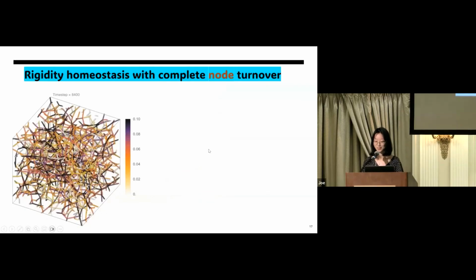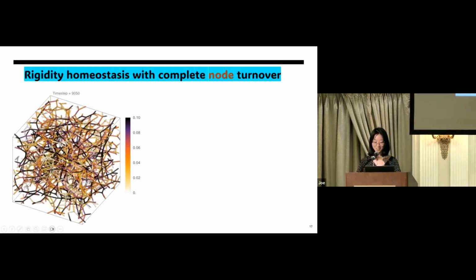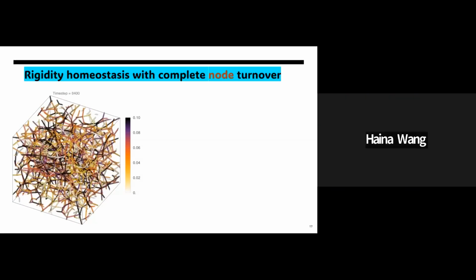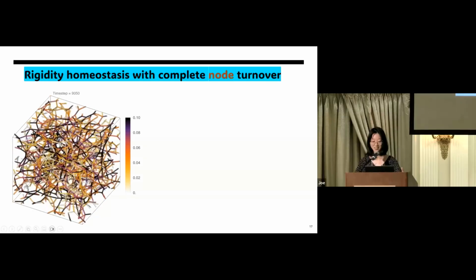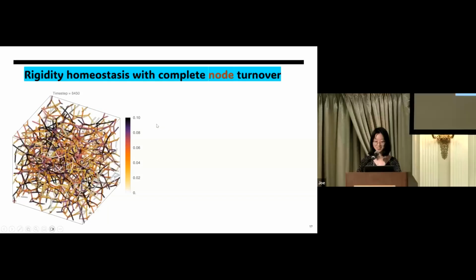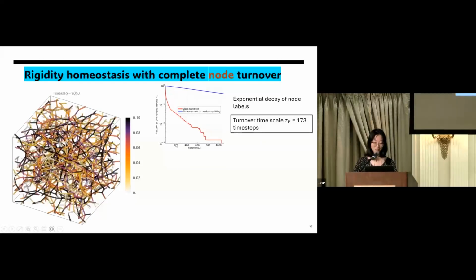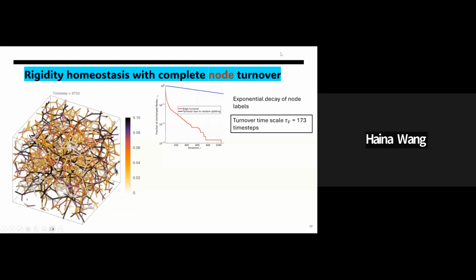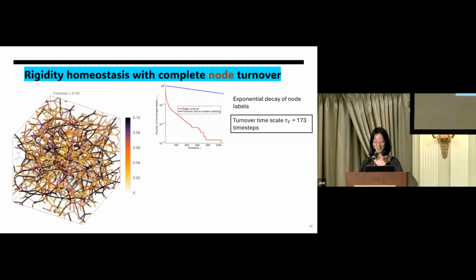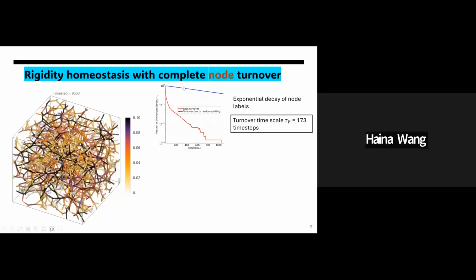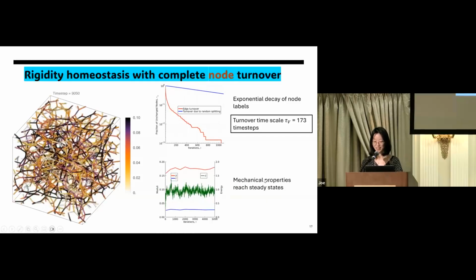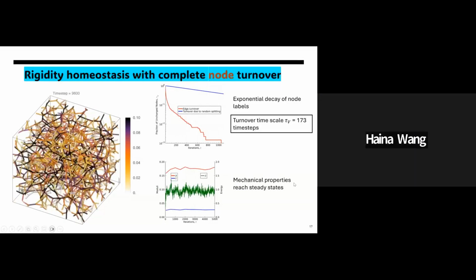The story is similar for the node dynamic model. Here's the video. You can see that the edges are persistent. The nodes are merging and splitting, and the edges are taking turns to carry load. The darker the color, the larger the tension on the edge. Yeah, so we have exponential decay of unchanged node labels. And again, it is bounded by the hypothetical decay if there's only random splitting of nodes. And we have steady states of mechanical properties.